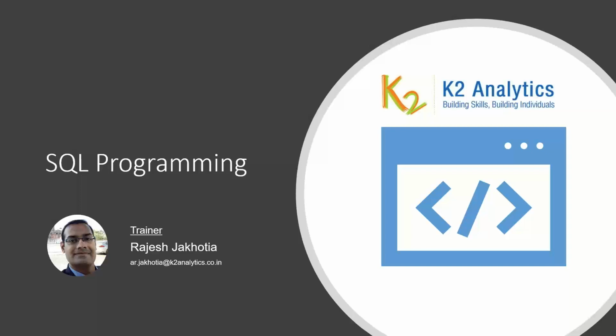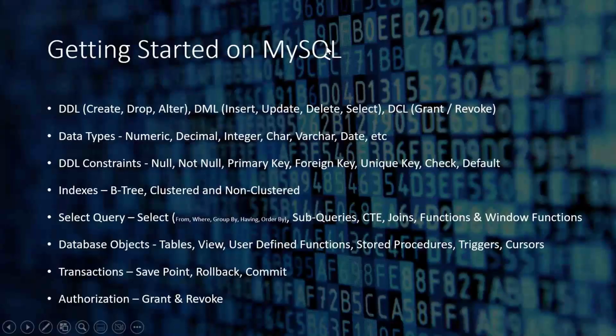We are learning SQL programming as part of this playlist. And SQL programming is a very essential thing a data scientist should know. So far, we have covered DDL statements, data types, DML, select query, basic select query with from, where, group by, having, order by clauses.